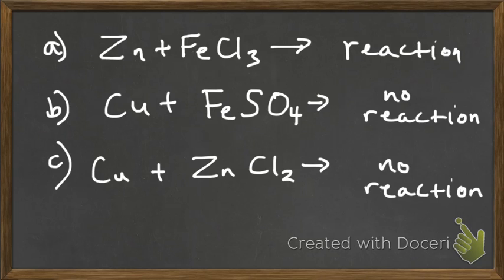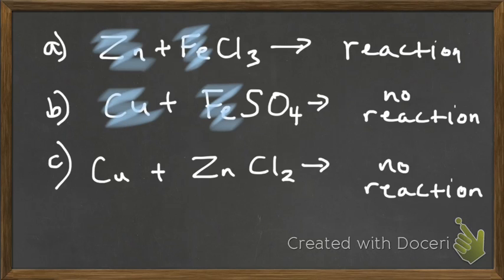Now, before we do this part, I'm going to go through and highlight all of the metals that are involved in these 3 equations. So for equation A, we have zinc and iron. For equation B, we have copper and iron. And for equation C, we have copper and zinc.